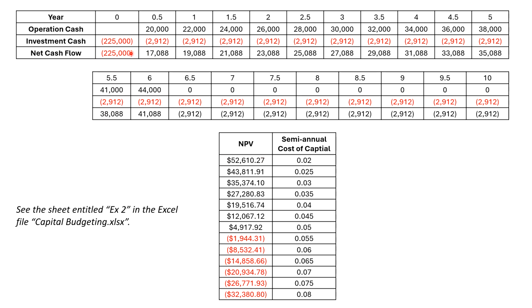Again, you have to do the 225 separately as a negative, and then starting from 0.5 from this cell here to the last cell here, you put that into the NPV function, and you put in these different semi-annual costs of capital. And you see here that up until 5% semi-annual, 10% per year, roughly, you're still positive, but beyond that, the NPV is negative, and you'd be better off investing in the alternative investment in those cases.